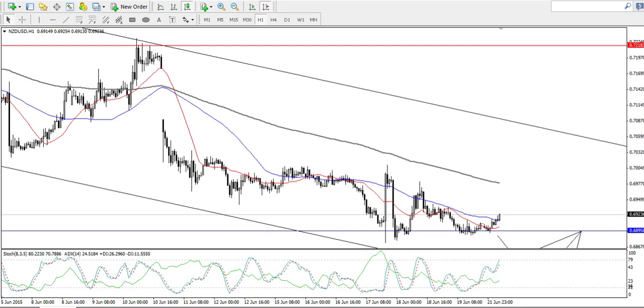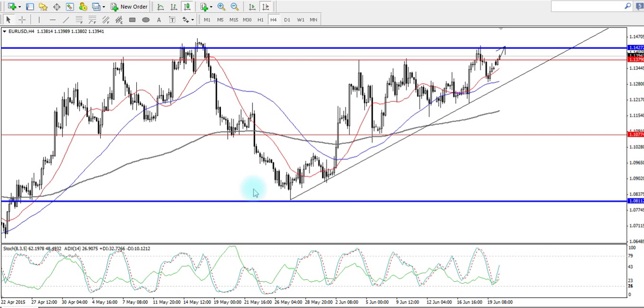Today is Monday 22nd of June and we're going to start off with the euro against the US dollar. This is the 4-hourly chart.